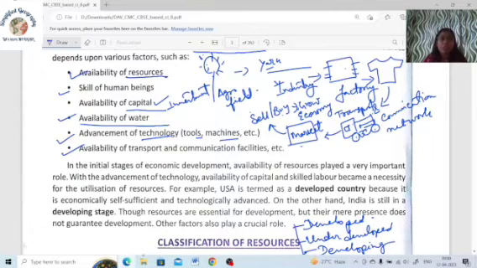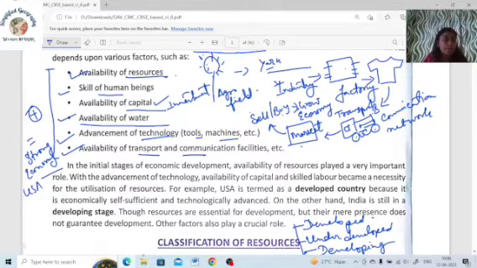Developed countries are having all these 5 factors in a positive way. They are having resources, they are having skilled labors, they are having a good amount of capital present in their hand. Then advancement of technology and tools had already happened. They are having good quality of transport and communication. So as a result, their economy is strong, and they are quite developed countries.